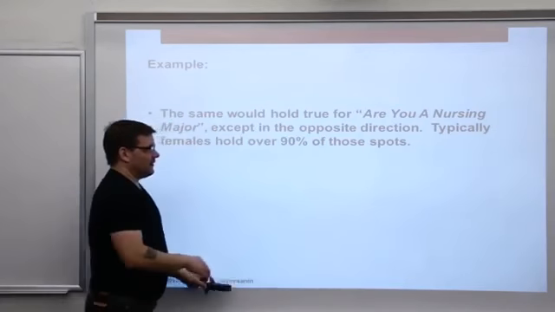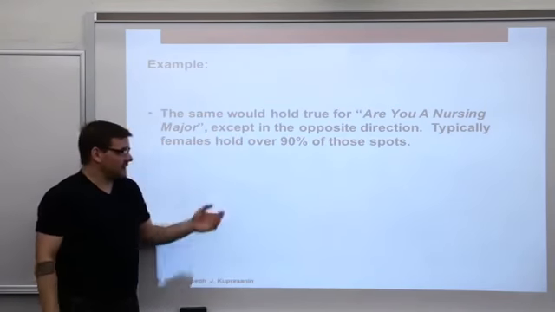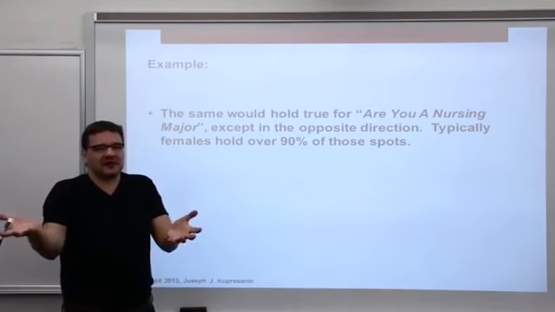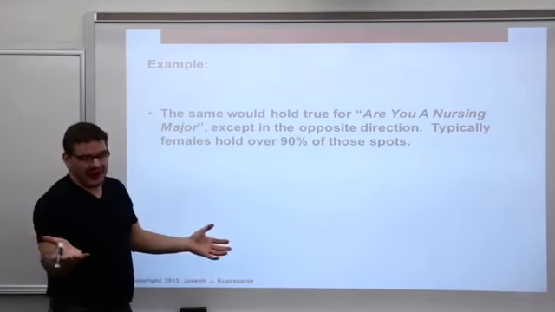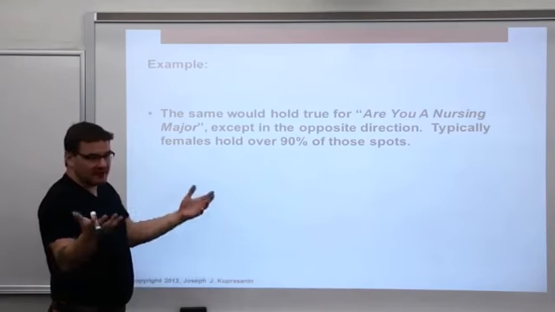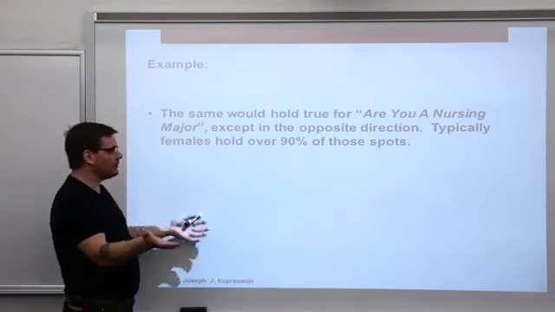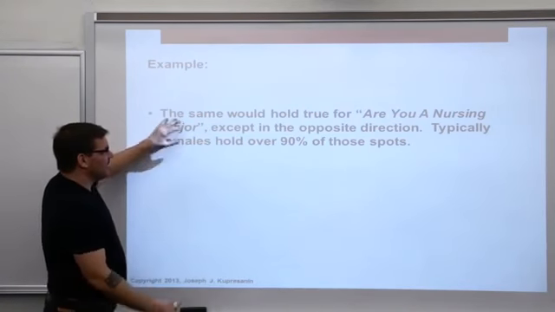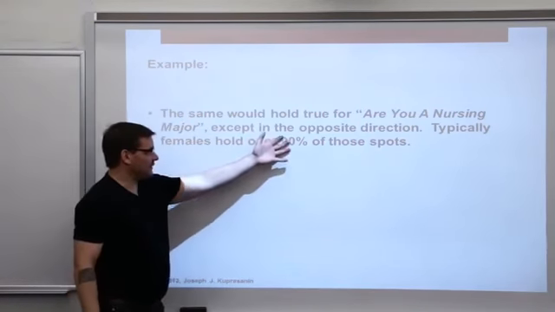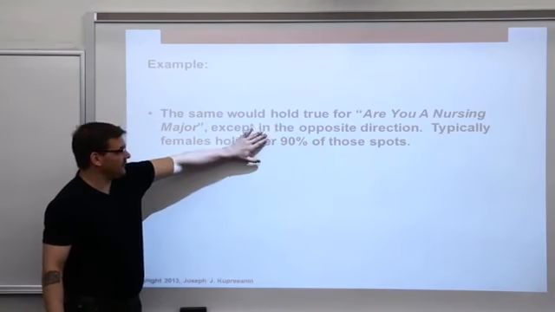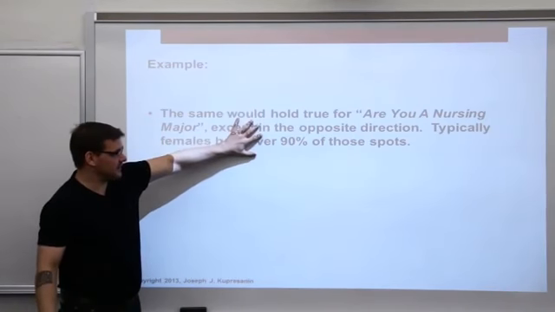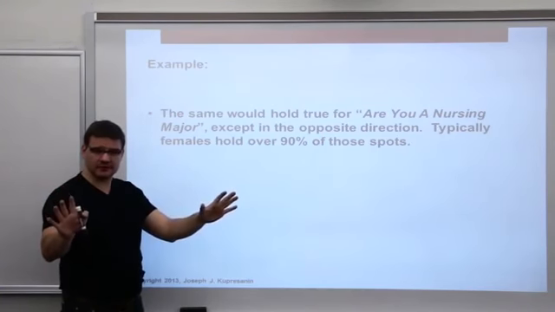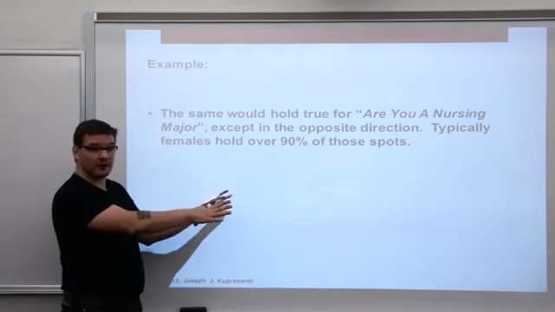Let's go to nursing. Now the variable is whether or not you're a nursing major. My wife's currently in the program, and I said, wife, what percentage of your classmates are female? She said, well over 90%. 9 out of 10 females, just a few males in the whole program. Again, dependent, this is an opposite direction. Typically, females hold over 90% of those spots. If nursing was independent of gender, we would see that same 1/3, 2/3 breakdown in gender up in the nursing program.